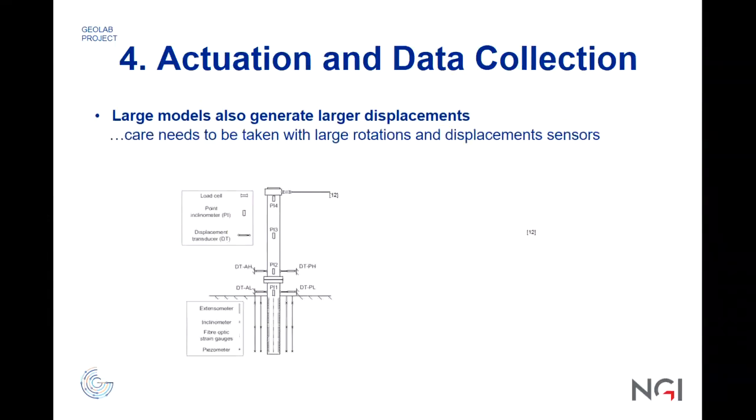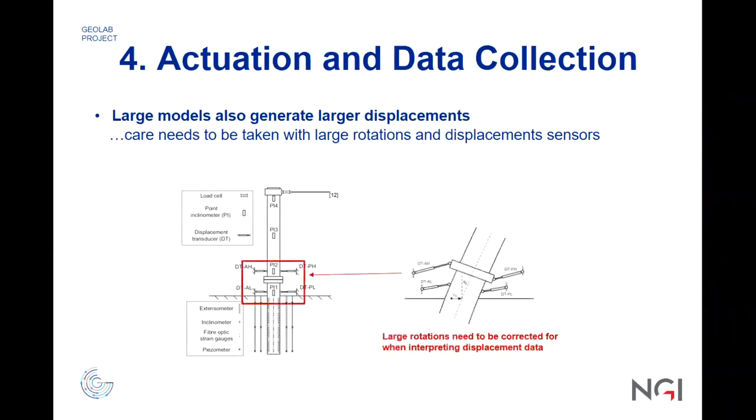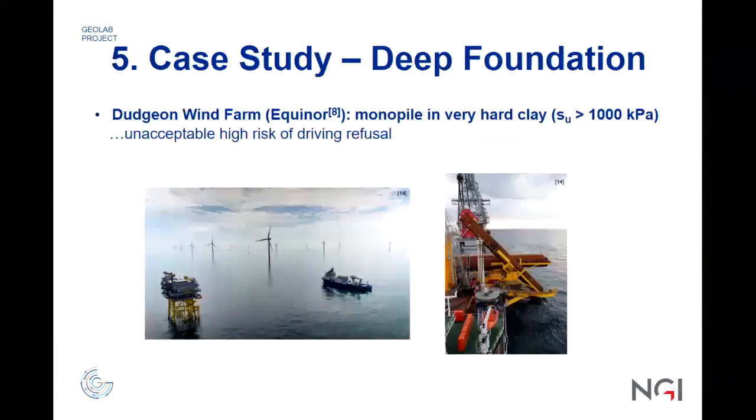And then other complications include rotations. In this case, large rotation, and the displacement sensors need to be corrected for when interpreting displacement data. That is just to give an example of how complex it can become for field scale testing. As you can see, it's complex in the lab and in the test pits, but it's even more so in the field.